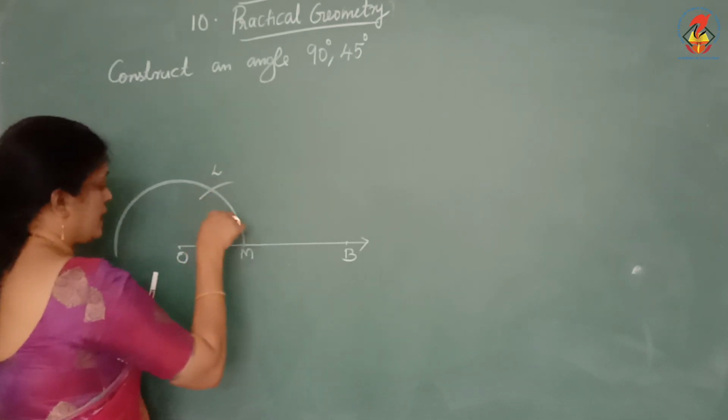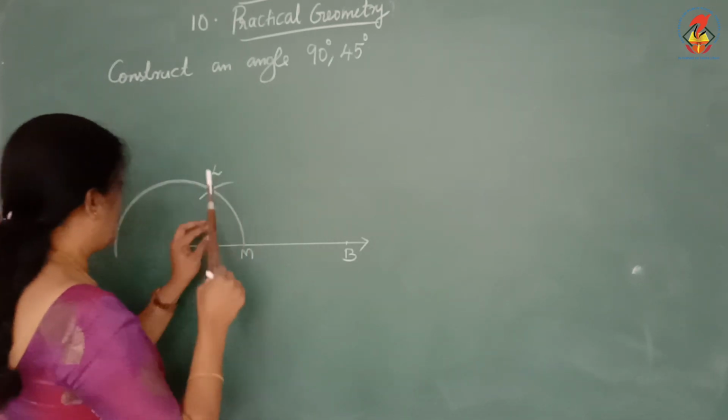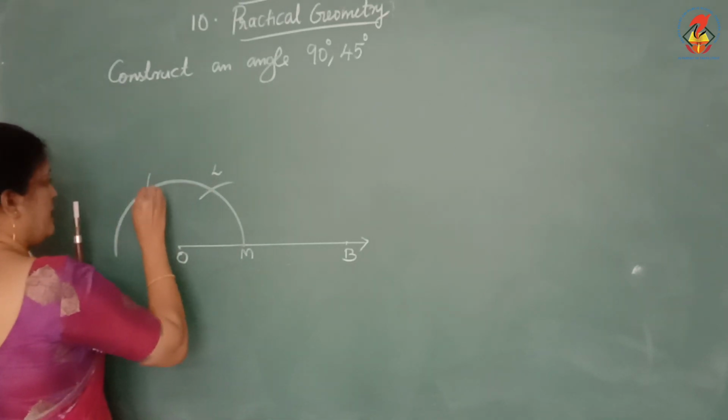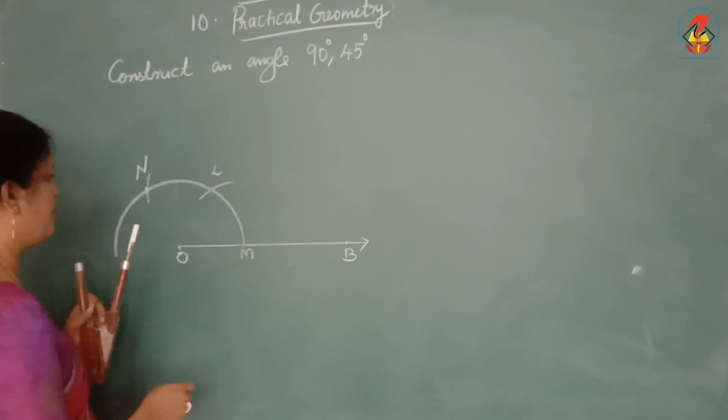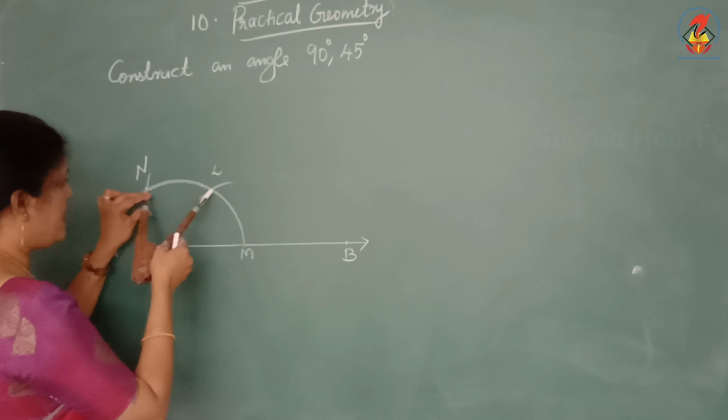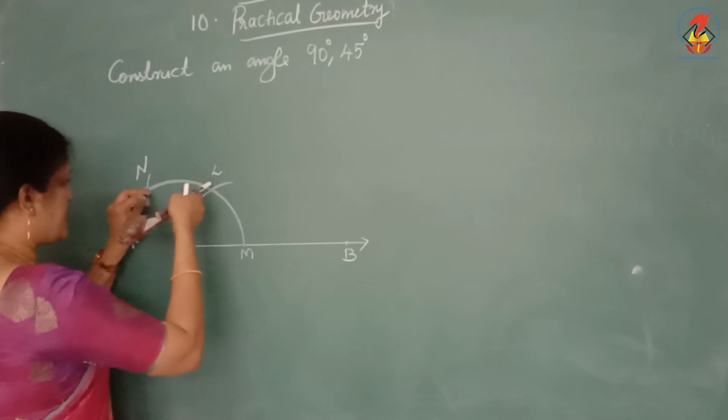This arc cuts the previous arc. Next, same radius, one more time, so you draw it. That is N, this point N. Then take arc NL, more than half of its arc NL.